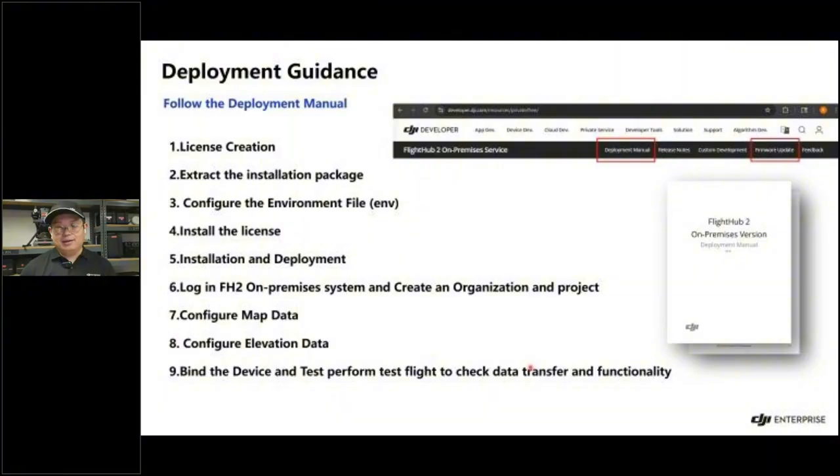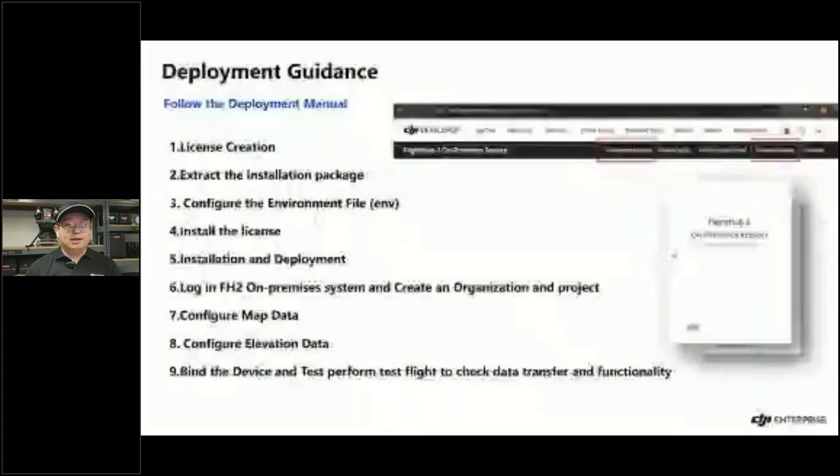Also, if you have Terra privatization deployed, you can also check out the processing procedure to make sure the FlightHub 2 on-premises can now output 2D models and 3D models. So I highly recommend you go to our FlightHub 2 on-premises servers website and go to the deployment manual to access this detailed deployment manual step by step.